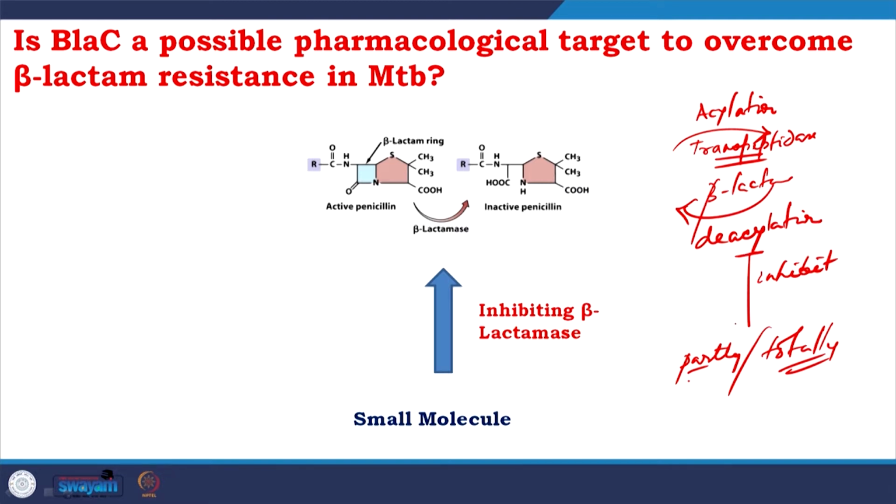So, first the small molecule goes and inactivates the beta lactamase, and it would be added with, let us say, ampicillin, penicillin and all this. So, it would be a combination of the inhibitor molecule along with the classic beta lactams. So, we are looking for small molecules which could go and at least partially stop the deacylation step. So, that is the strategy.